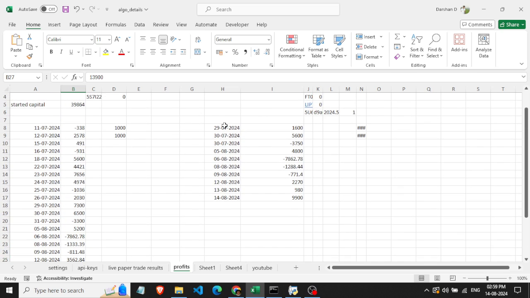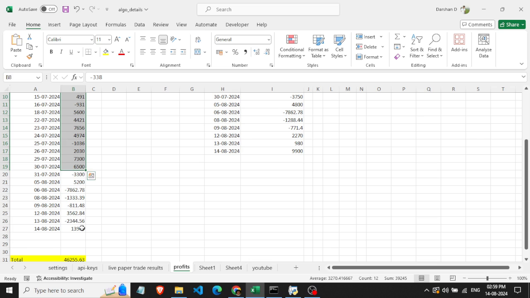The same algo I am running in another account. Started on July 29th. Till now here we have made only 11,000 rupees profit and it is going good. So these are the points.